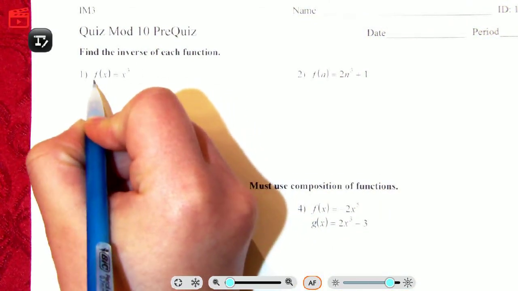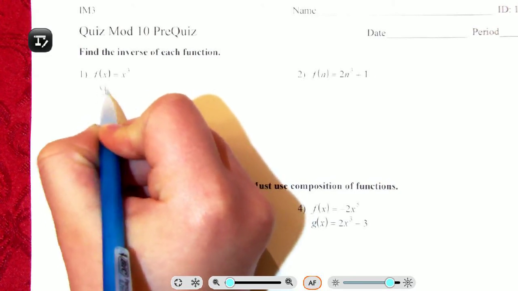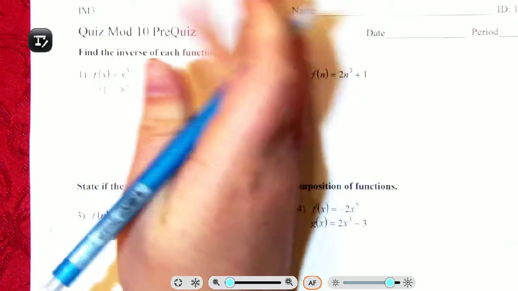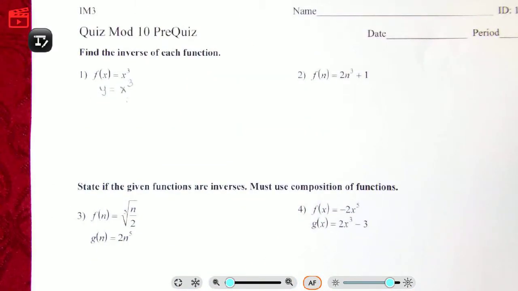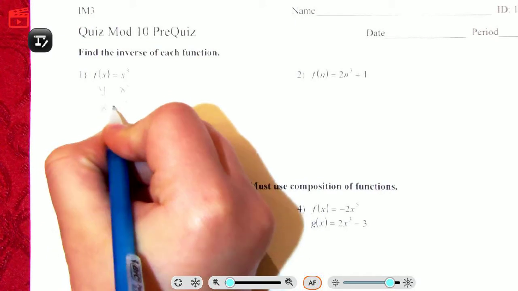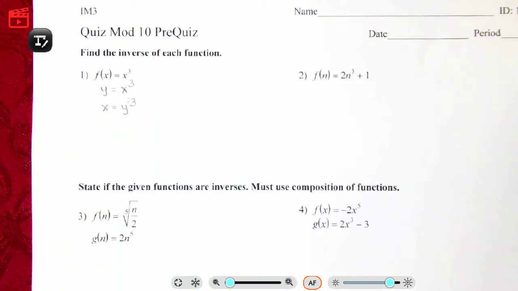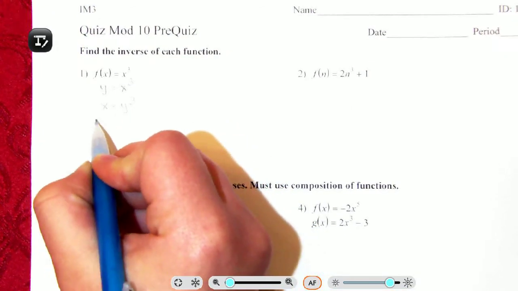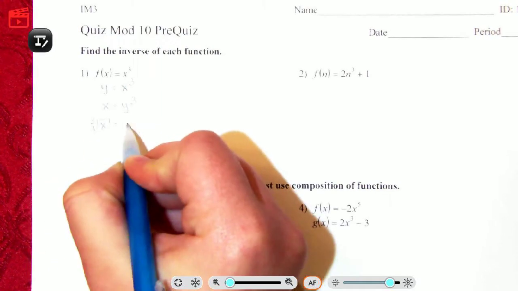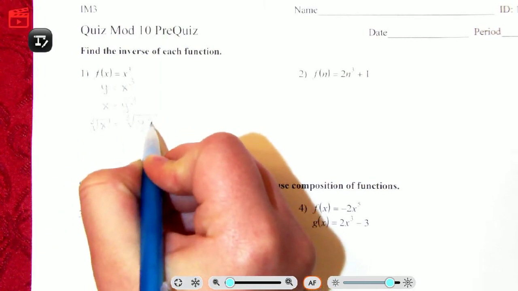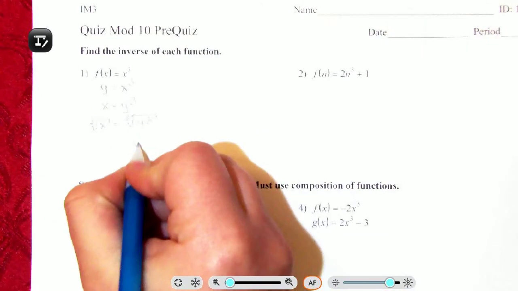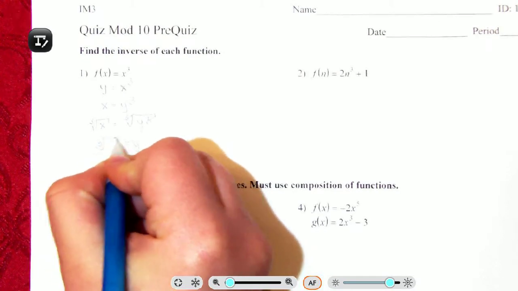So the first thing we're going to do is rewrite your f of x in terms of y. So we're just going to say y is equal to x cubed. After that, we're going to switch our x's and our y's. And then we're going to solve for our new y. So the first thing that we need to do here is cube root both sides. These cancel out, or they undo each other. So therefore we have y is equal to the cube root of x.